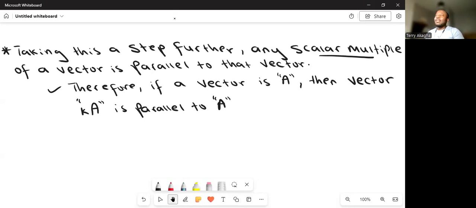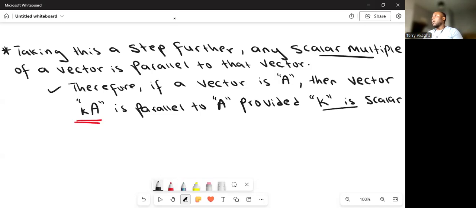We're going to talk about this concept of KA very soon in the subsequent video, because there'll be some questions where they give you two vectors and ask whether these two vectors are parallel. So basically they want you to find K. So KA is parallel to A provided K is a scalar. So K has to be a scalar. When we talk about scalar, we're referring to a real number.